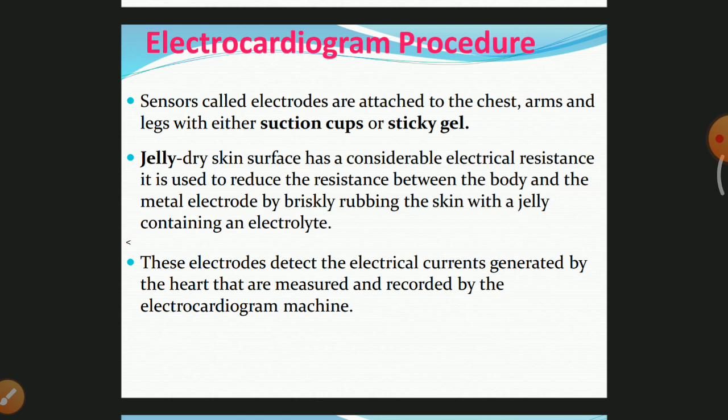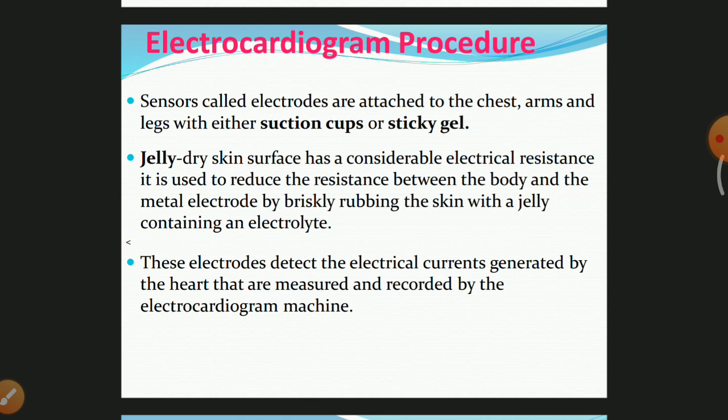Electrocardiogram procedure. Sensors called electrodes are attached to the chest, arms and legs with either suction cups or sticky gel. Before attaching the electrodes to the skin, the jelly is applied. The dry skin surface has a considerable electrical resistance. It is reduced between the body and the metal electrode by briskly rubbing the skin with a jelly containing an electrolyte.